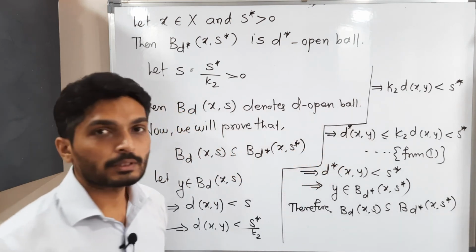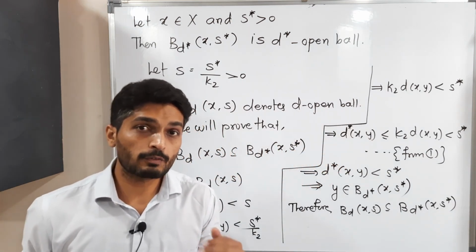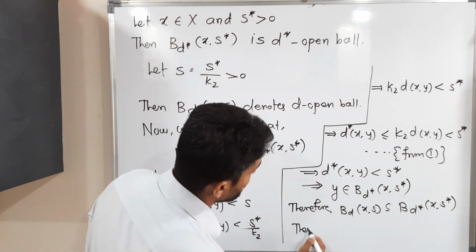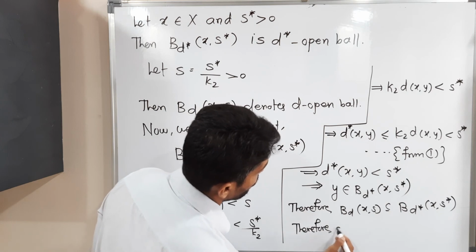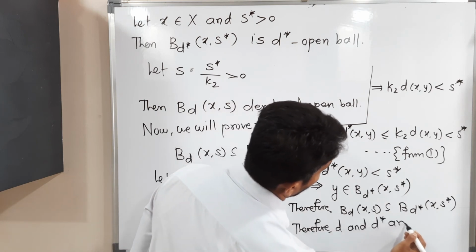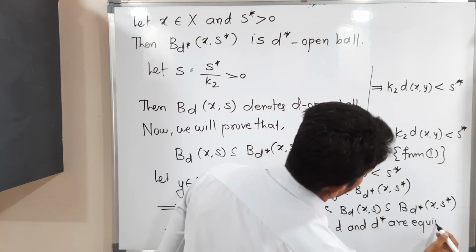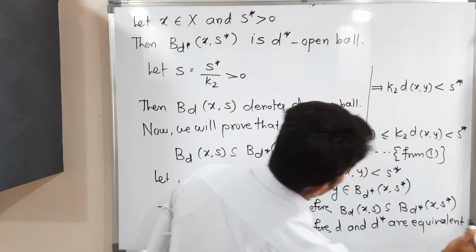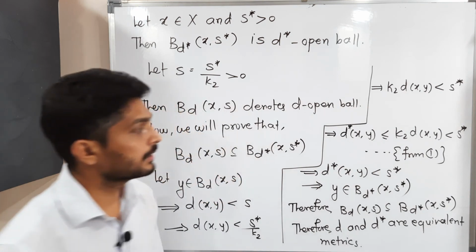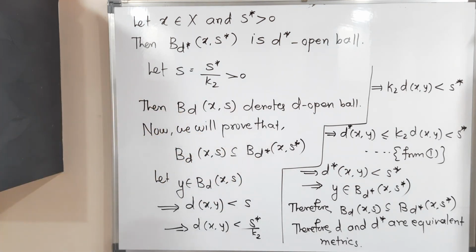First we proved that the d* open ball is a subset of the d open ball. So from both statements we can write, therefore, d and d* are equivalent metrics. Okay, so in this way we completed this theorem. Make a screenshot of it.